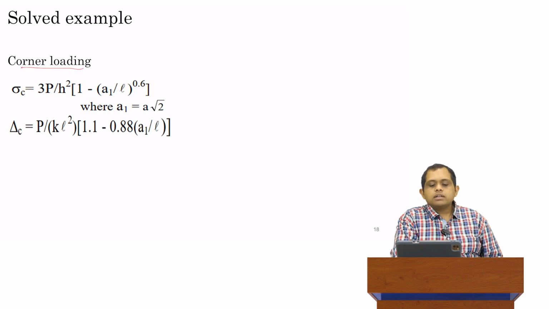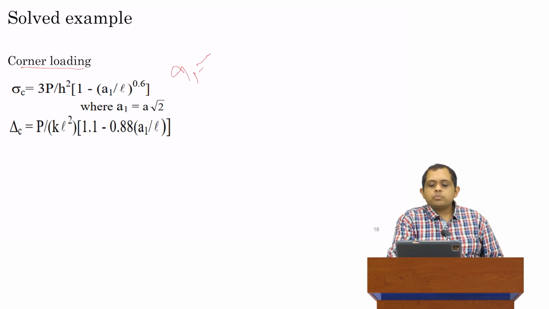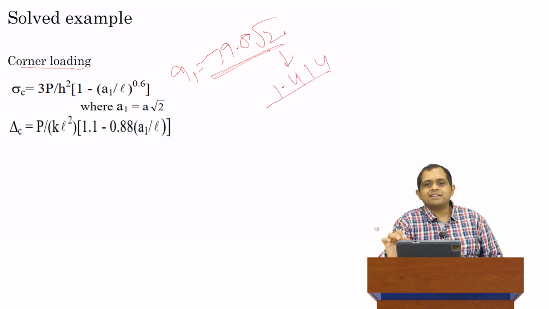So we have corner loading. This was a formula for corner loading. We had A is equal to, if I go back 2 slides, A is equal to 79.8 mm. So A1 is going to be equal to 79.8 into square root of 2. Again, please do this with a calculator. Don't write square root of 2 is 1.414. You're just going to make some unnecessary round off approximations. Do it on a spreadsheet, do it on a calculator, use a large number of significant digits.